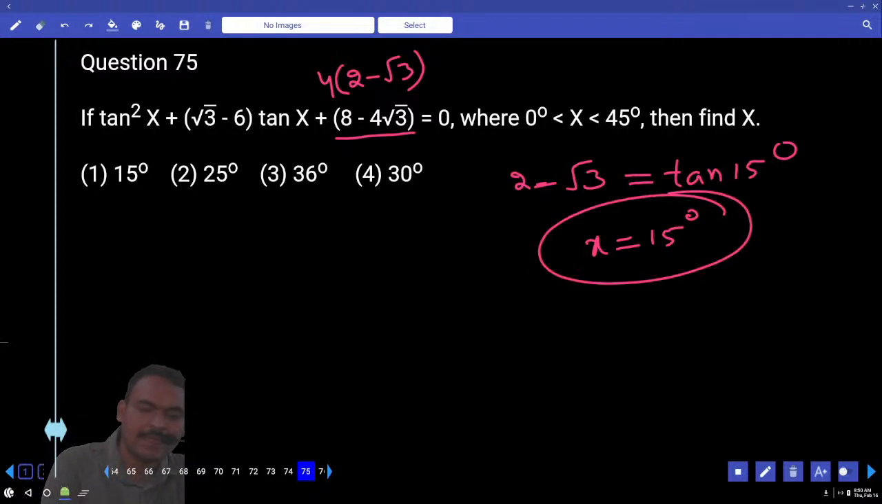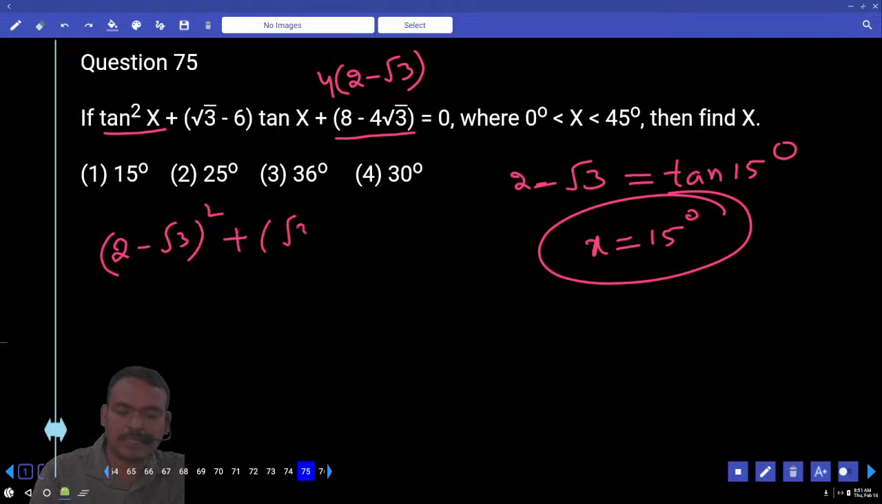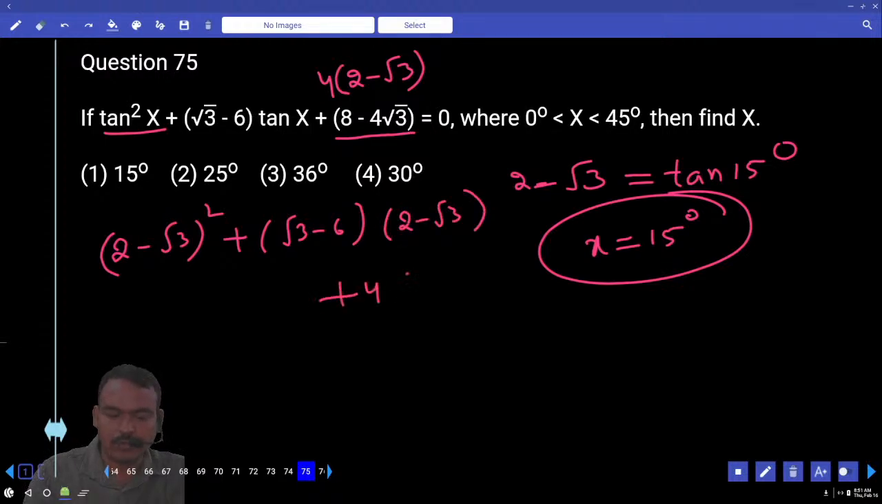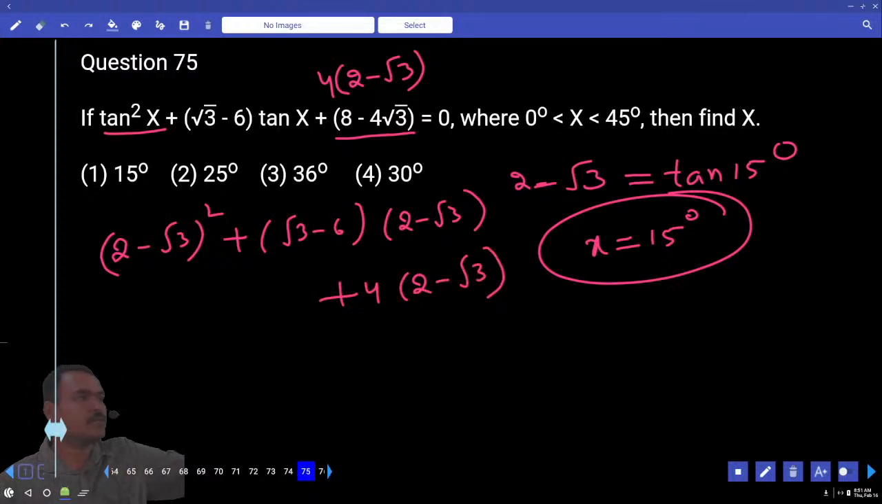Okay, tan square x, 2 minus root 3 whole square or not, plus root 3 minus 6 into tan 15. Tan 15 means 2 minus root 3 or not, plus 4 into which one? 2 minus root 3 or not? A square plus 2ab plus b square or not? A plus b whole square format or not? Obviously we get the 0 value or not.